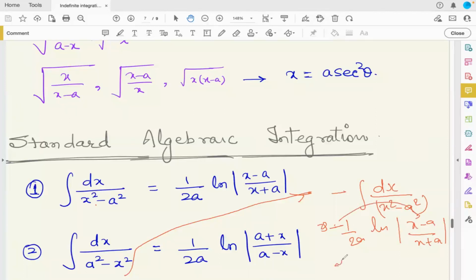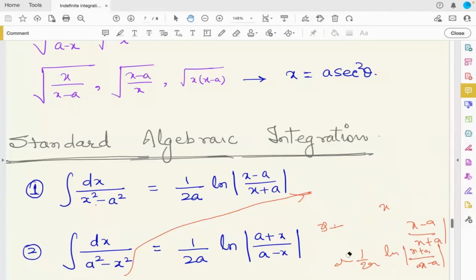its inverse is taken, it goes into the power, right? So ln x plus a by x minus a, whatever it is, because it's inside the mod, it doesn't matter. It automatically gives you the result in the positive value. So either you do x minus a or you do x plus a, it doesn't matter. So now we move to the next standard algebraic integration form.